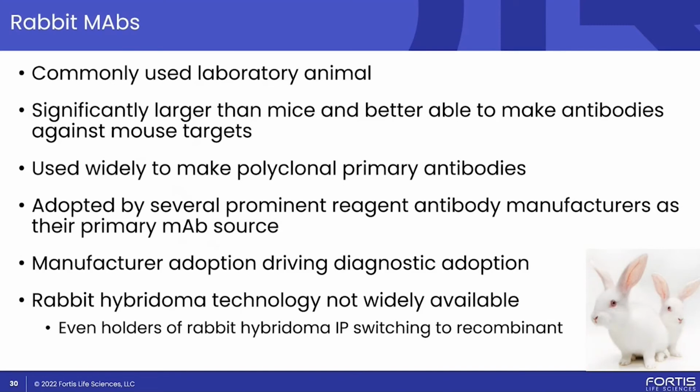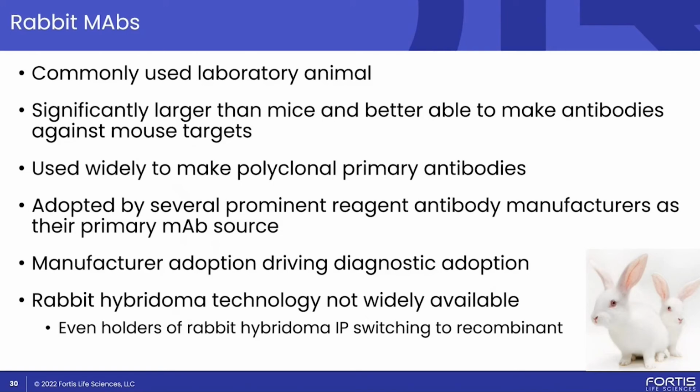Rabbits are also a commonly used laboratory animal. They're significantly larger than mice, so they have a larger blood volume, which makes them much more suitable for polyclonal antibody production. Originally, primary antibodies were predominantly produced in large numbers in rabbits as polyclonals. And so a lot of antibody manufacturers had large numbers of rabbits and a large body of knowledge in terms of the immunogens to use to produce those antibodies.